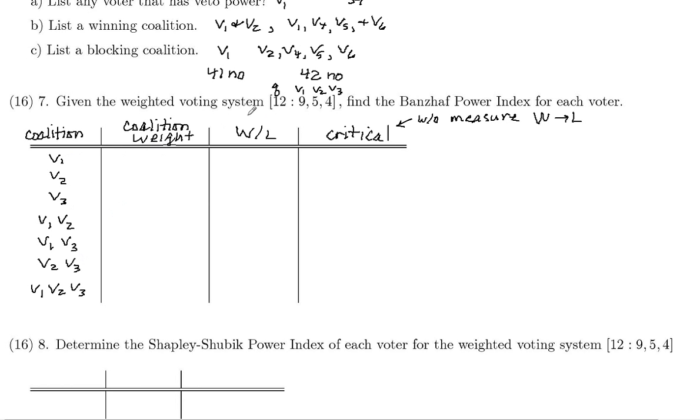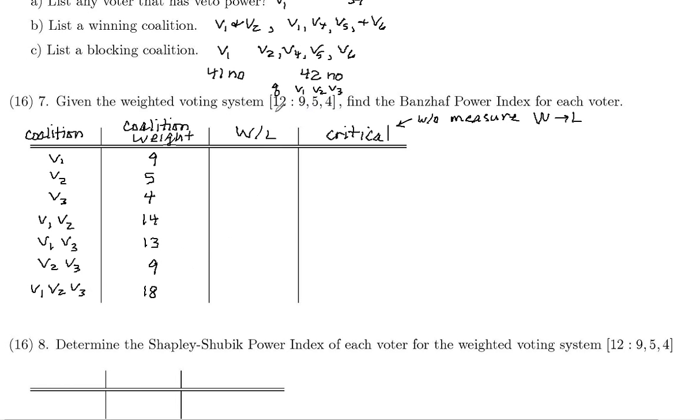The coalition weight, so the number of votes for voter 1 is 9. For voter 2, it's 5. And for voter 3, it's 4. So I'm just looking right here. Now, if 1 and 2 get together, they've got 9 and 5, 14 votes. If 1 and 3 get together, 9 and 4, which is 13 votes. If 2 and 3 get together, 5 and 4, 9 votes. And if everybody gets together, this is 9 and another 9, 18 votes altogether.